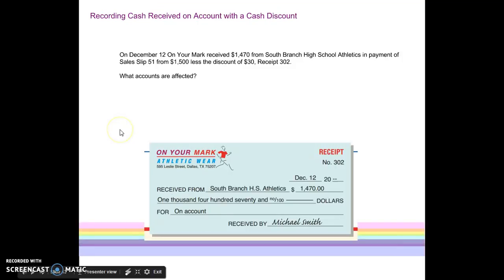Now, recording cash received on account with a cash discount. Here is our source document, receipt number 302. We received from South Branch High School Athletics $1,470. However, the payment for this particular purchase that was made on account is recorded this way because of a discount. So in our transaction clue, we can see that we received $1,470. However, sales slip 51, which the $1,470 is covering, is for $1,500, also taking into consideration a $30 discount.